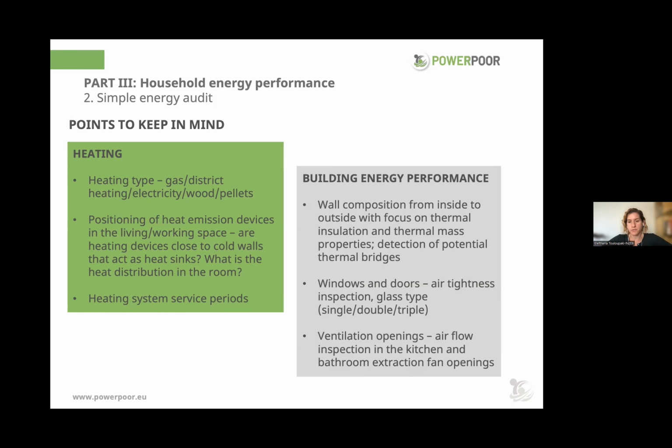Regarding the building energy performance, we need to understand the wall composition from the inside to outside, with a focus on the thermal insulation that may or may not be there, and the thermal mass properties. Detect potential thermal breaches. Regarding the windows and doors, we need to inspect if there is air tightness, and what is the type of the glass, if it's a single, double, or triple glass type. And finally, the ventilation openings, to see if there is airflow in the kitchen and bathroom extraction fan openings.